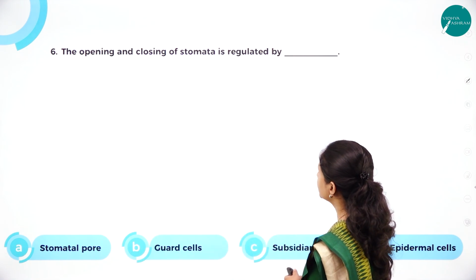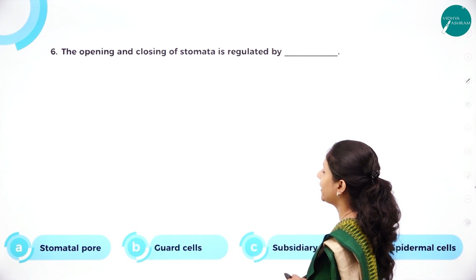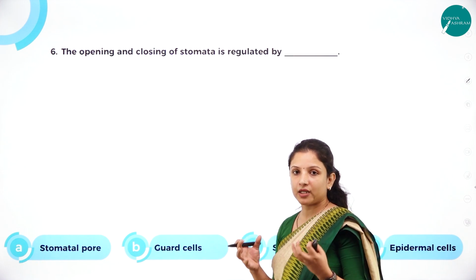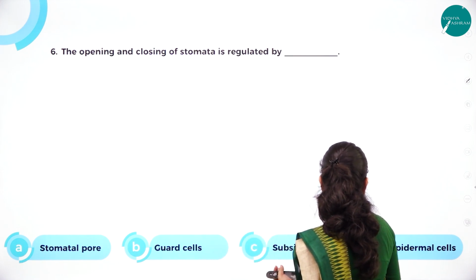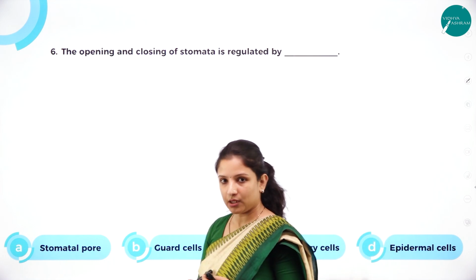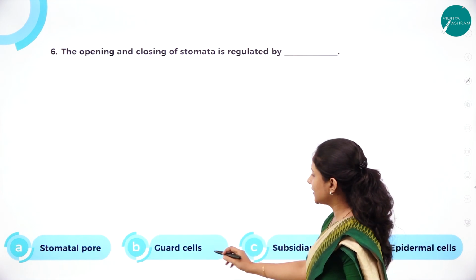The opening and closing of stomata is regulated by what? What actually regulates the opening and the closing of the stomata? Is it the guard cells, subsidiary cells, epidermal cells or the stomatal pore? So, the right answer here is guard cells.